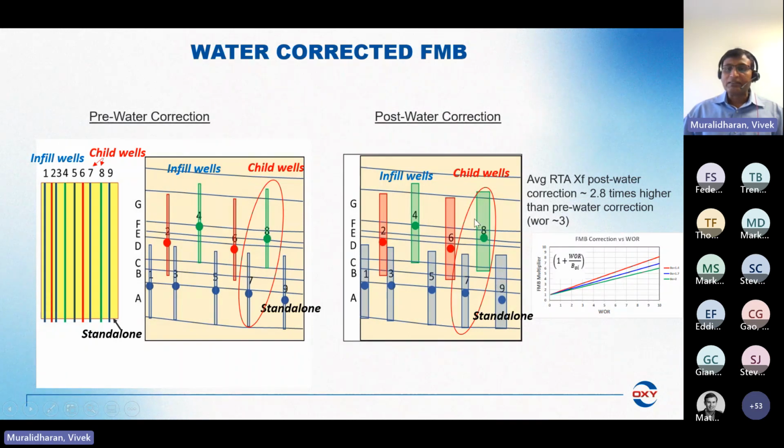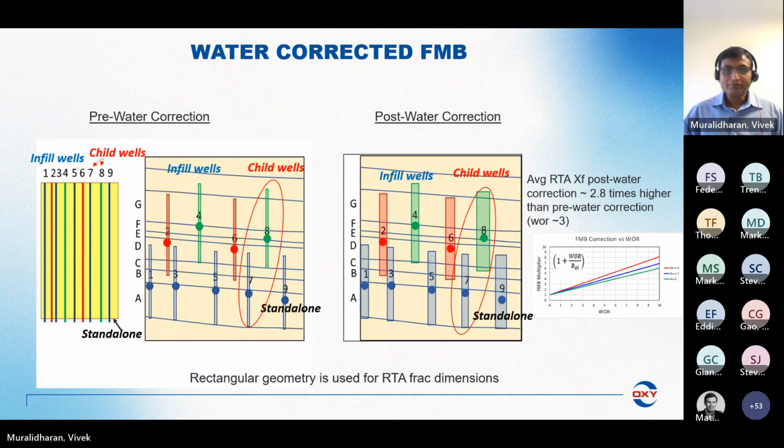Notice that it still doesn't explain the interference that you're seeing in the production. The main reason is that you're still using rectangular geometry even after correcting for physics, so it's not correcting for the right contacted shape. So let's address the next problem, which is the rectangular geometry assumption.